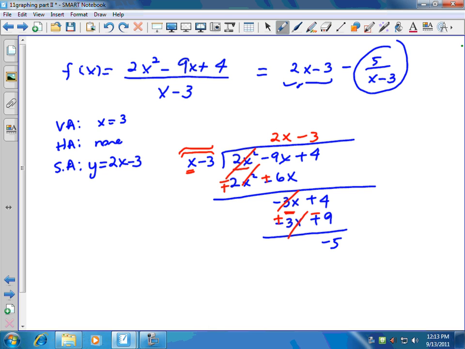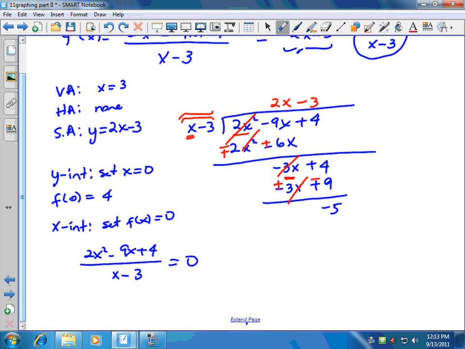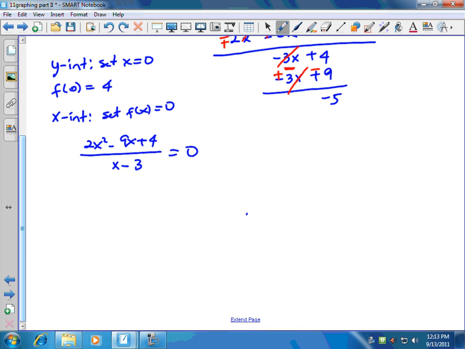And what about the intercepts? Y-intercept, set x equal to 0, you get 4. And x-intercept, set function equal to 0. Again, you can multiply both sides by x minus 3. That's going to disappear from both sides because 0 times anything is 0. So you'll be left with this.